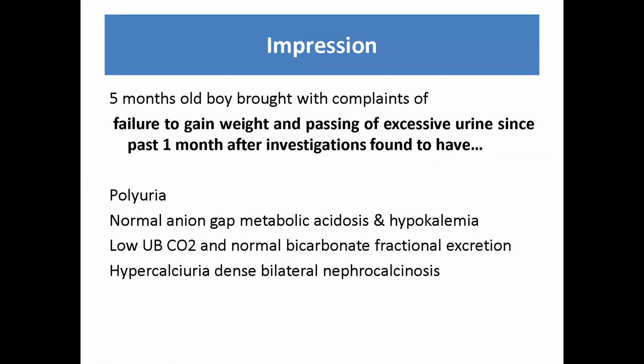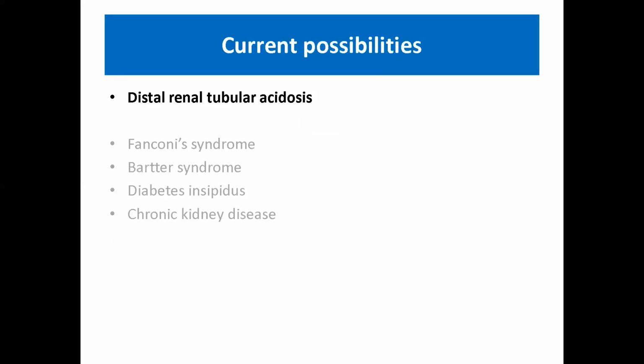So we had a 5-month-old boy, just to recapitulate, with failure to gain weight, passage of excessive urine, where we have established that he has polyuria. He had a normal anion gap metabolic acidosis with hypokalemia, a low urinary to blood carbon dioxide gradient, and a normal bicarbonate fractional excretion after a bicarb loading test. And the ultrasound showed bilateral dense nephrocalcinosis, and there was hypercalciuria. So with all these positive findings in a 5-month-old boy, we home down to the diagnosis of a distal renal tubular acidosis.